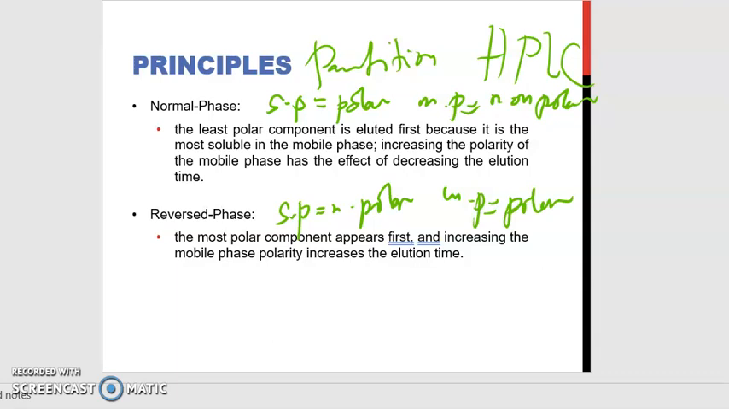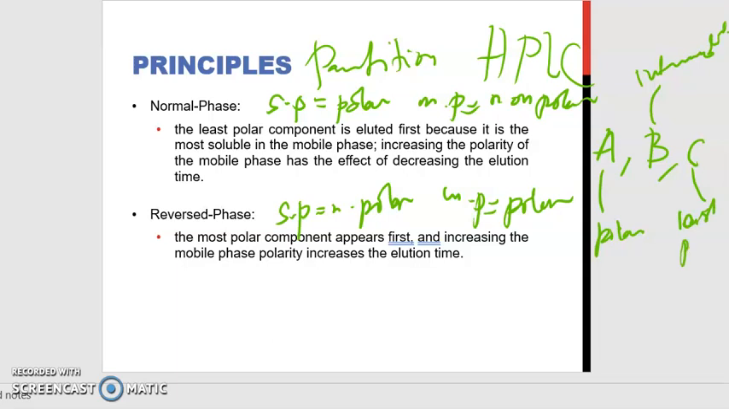Awak tak akan confuse. In a normal phase, the least polar compound or component is eluted first because it is the most soluble in the mobile phase. Increasing the polarity of the mobile phase has the effect of decreasing the elution time. So apa maksud dia? Least polar compound. Contohnya you have A, B, C. This one is the most polar, very polar. This is in between, intermediate polarity. This is the least polar, least polar ataupun the most non-polar among all this lah.